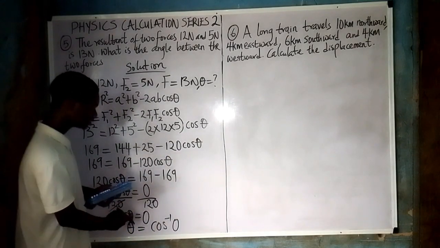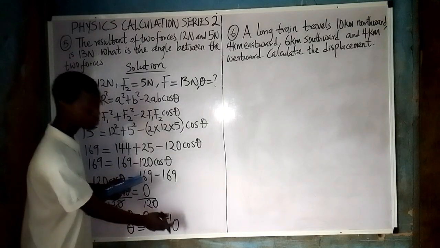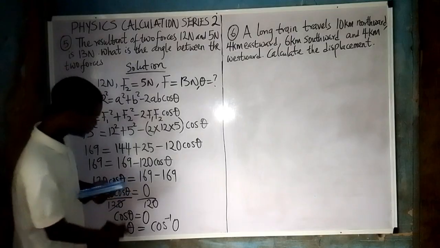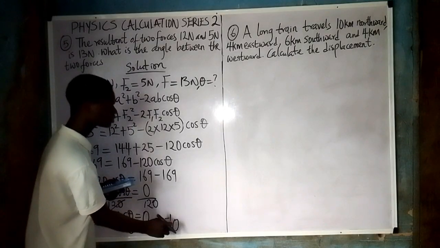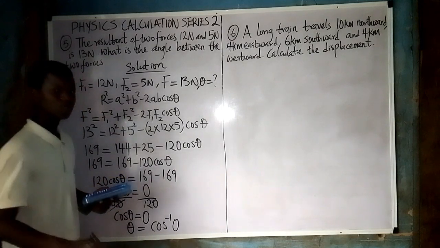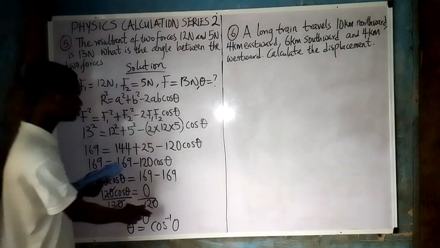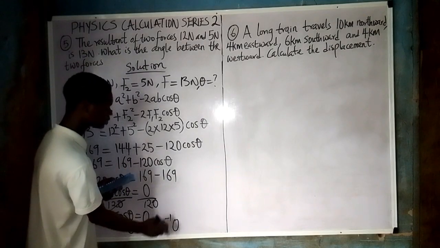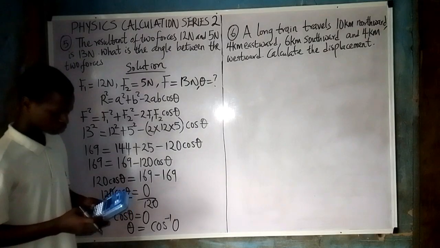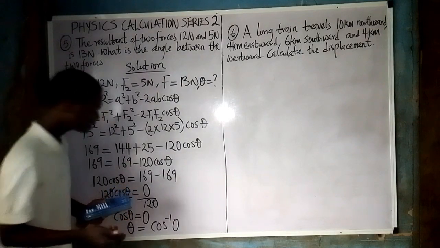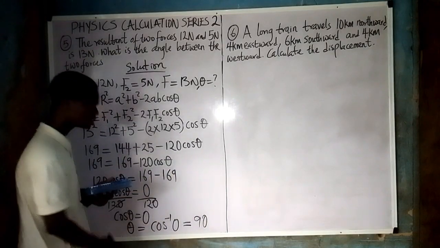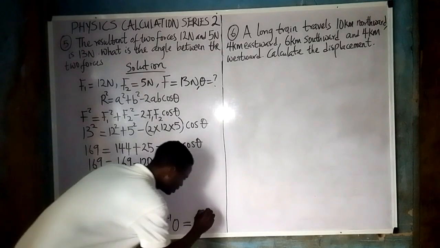If it was sin theta, theta will now be equal to sine inverse of 0. If it was tan theta equals 0, theta would have been equal to tan inverse of 0. So whatever it is that is in front will determine what you take the inverse of. But in this place, it's cos inverse of 0. Now let's get that. Shift cos, that gives us cos inverse. Cos inverse of 0 is exactly equal to 90. Now because theta is a form of angle, we'll say 90 degrees.